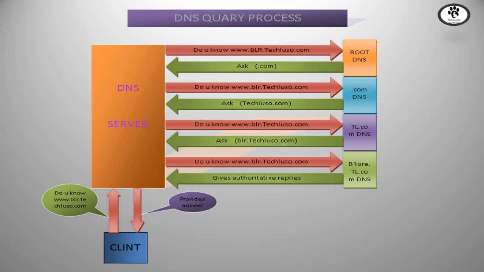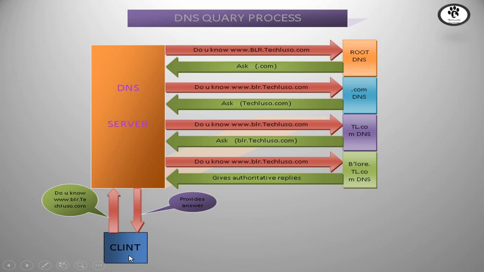Next, here we are going to see how actual DNS works. Let me recall first. This is your root domain. Under that is your top level domain. Under that you have the first level domain. Under that you have the subdomain, like bangalore.tech-luso.com.